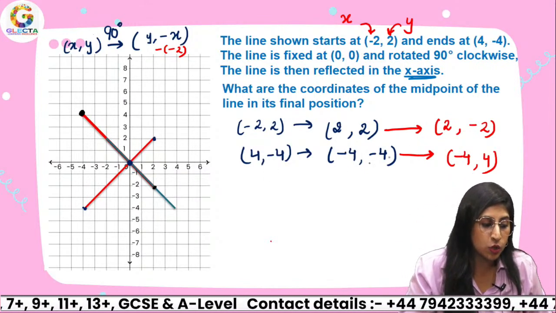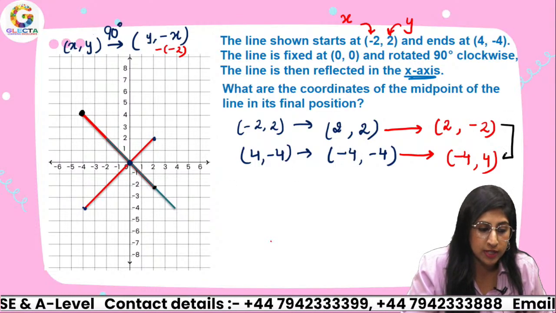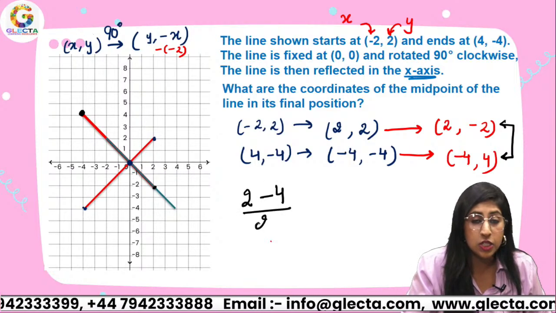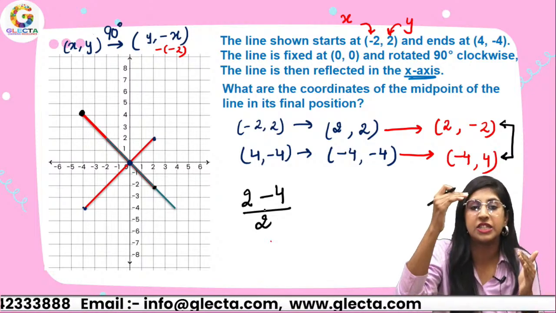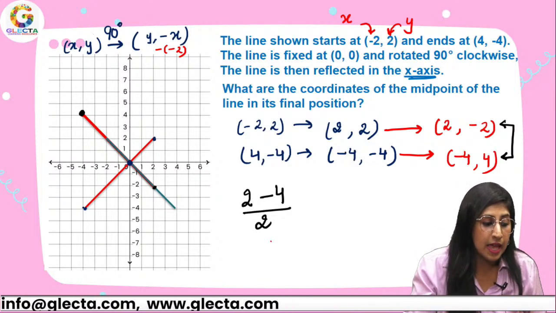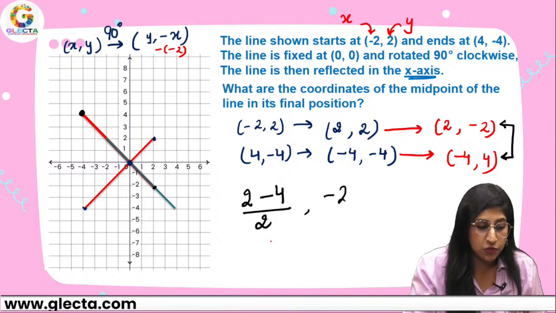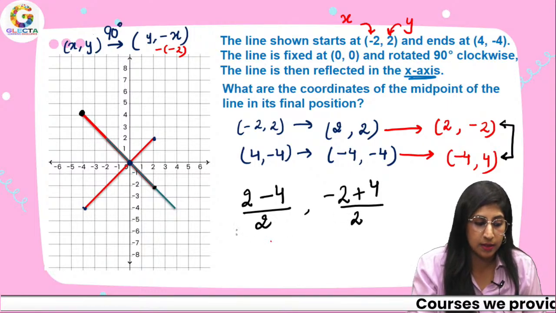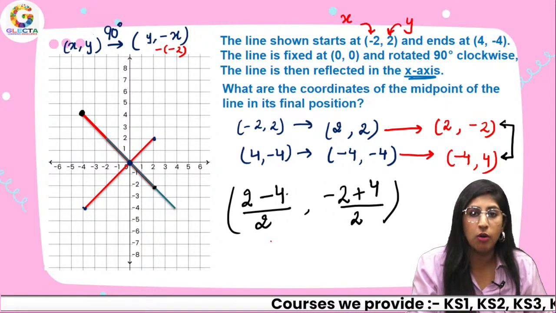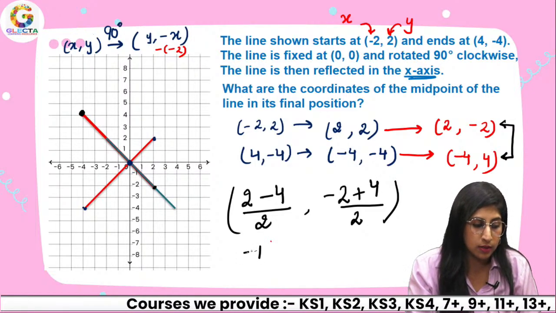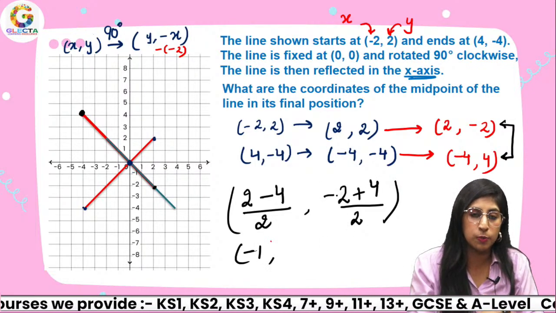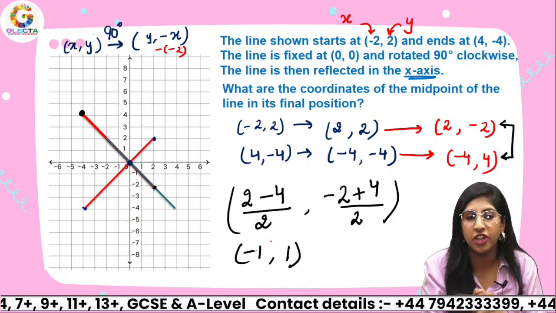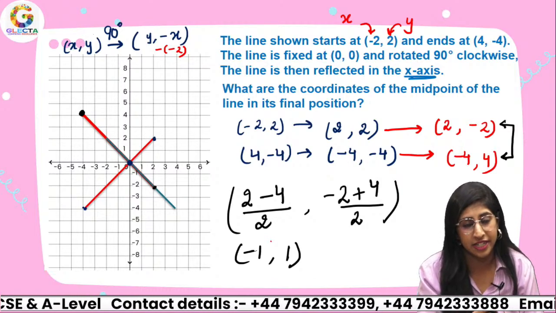Alright, so the x coordinates over here of these 2 points are 2 and negative 4. If you want to calculate the average, divide them by 2. Then we have negative 2 and 4 as the y coordinates. Then you just divide them by 2. So 2 minus 4, negative 2 upon 2, that is negative 1, comma, negative 2 plus 4, 2 upon 2, that is 1. So negative 1, 1 is the final answer, and I can see that Nasreen is getting it correctly.